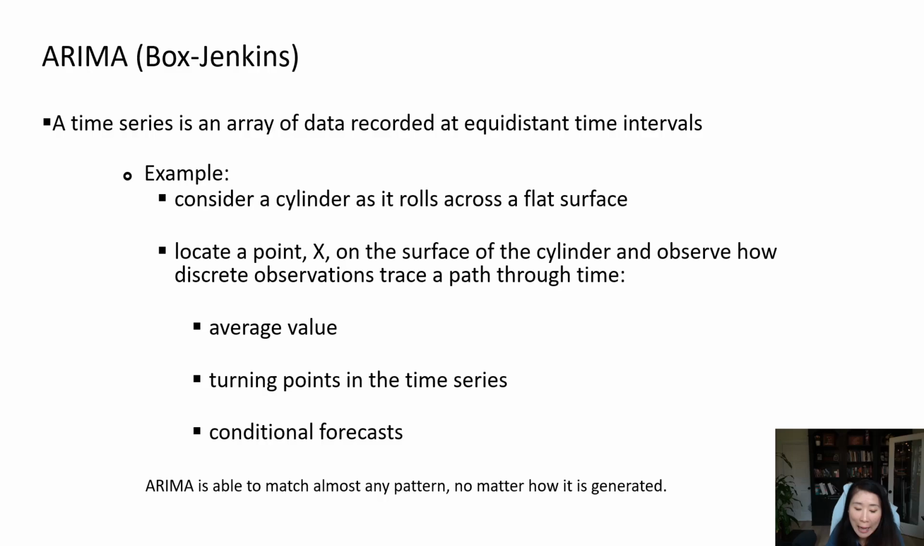So the average value, the turning points in a time series, and the conditional forecast: you will be able to see that the distance between the first peak and the second peak is actually the same, okay? So two requirements for your data. First, it has to be a time series. Second, the frequency of the data should not change, whether daily, seconds, monthly, or yearly, so that frequency has to stay the same.